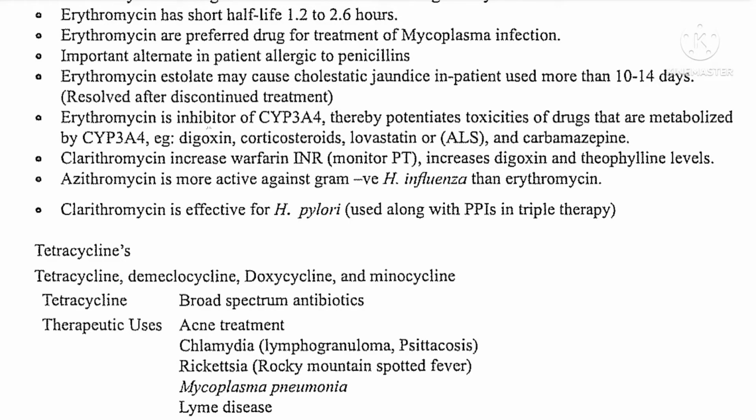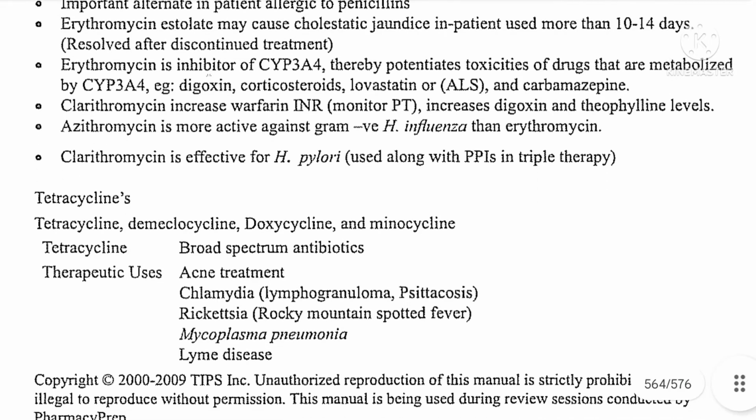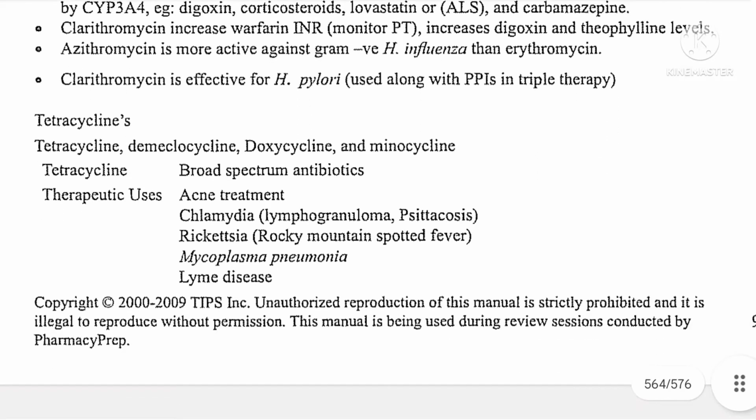Clarithromycin increases the warfarin INR, the international normalized ratio, so you have to monitor the PT. It also increases digoxin and theophylline levels. Azithromycin is more active against the gram-negative H. influenzae than erythromycin. Clarithromycin is effective for H. pylori, so it is used along with a proton pump inhibitor in the triple therapy used in H. pylori eradication therapy.